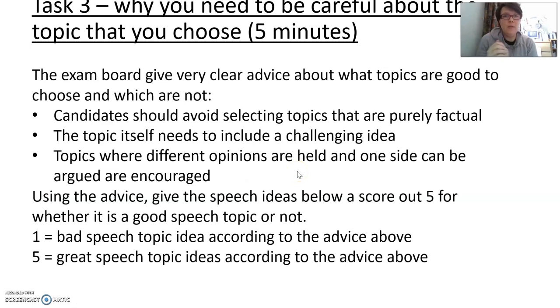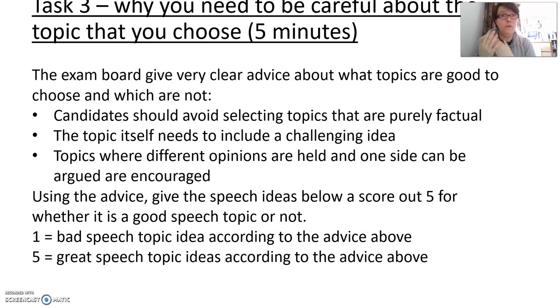Okay, this final task that we're asking you to do today is about thinking carefully about what topics are good and what topics are not good to choose as your speech. So the exam board have given us really clear advice about how to select good topics. And this is what they said. Firstly, candidates should avoid selecting topics that are purely factual.